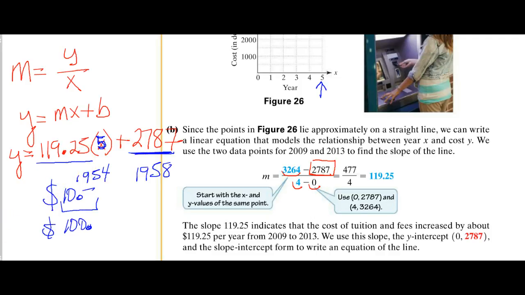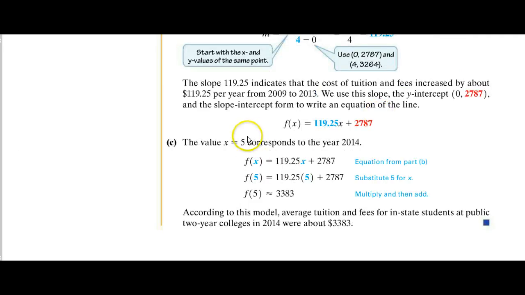All right. And to finish that up, for 2014, they're starting in 2009. It was 5 years. So you put the 5 where the X is, and this is the approximate tuition perhaps in that year.